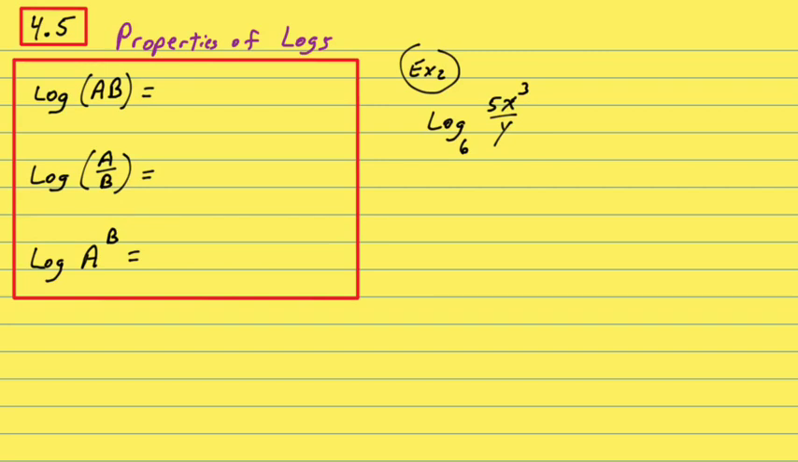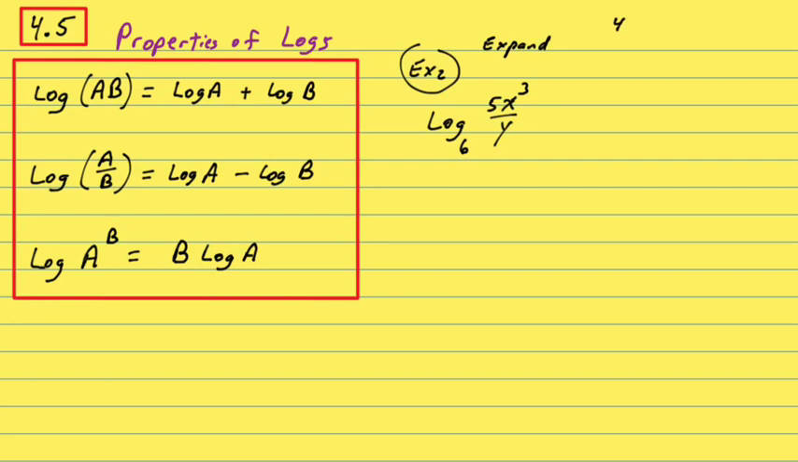So log of A times B can be written as log A plus log B. So the multiplication, log of a product becomes the sum of the logs. If it's division, it's log of the top minus log of the bottom. And if it's a log of A to the B power, you can pull the power out front and use B times log A. We're going to use these properties to do something like in example 2 here to expand.